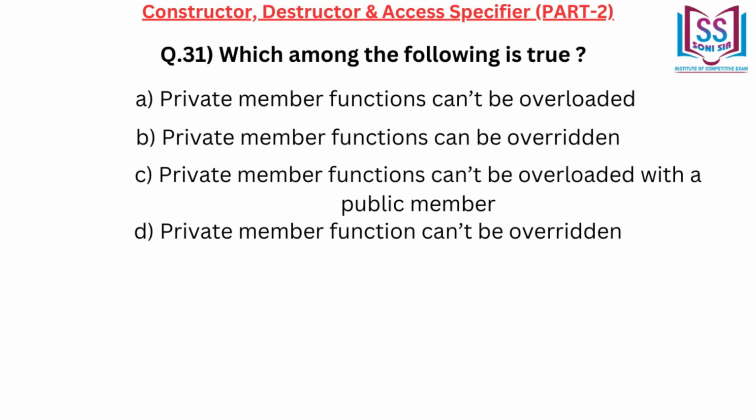Which among the following is true? A. Private member functions can't be overloaded. B. Private member functions can be overridden. C. Private member functions can't be overloaded with a public member. D. Private member function can't be overridden. Correct answer D. Private member function can't be overridden.